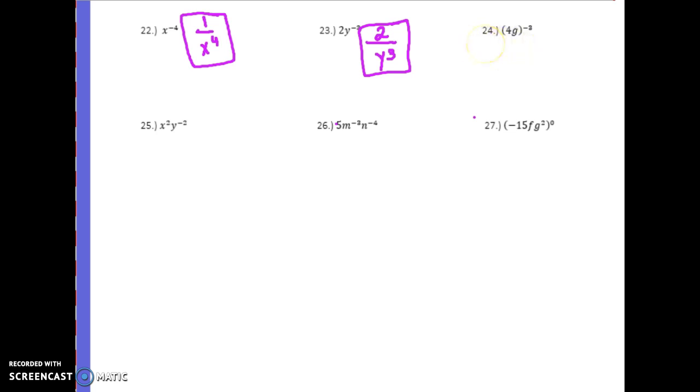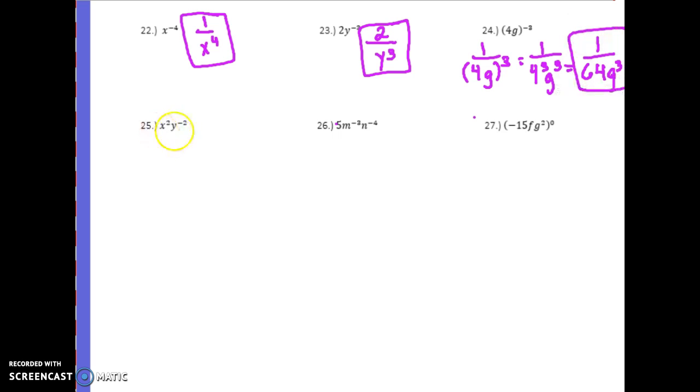Okay, number 24, because this whole parentheses is to the -3 power, I can just write 1 over, and keep your parentheses, 4g to the 3rd power. And now I'm going to evaluate, so 1 over 4 to the 3rd, and then g to the 3rd. So we get 1 over 4 to the 3rd is 64, and then g to the 3rd.